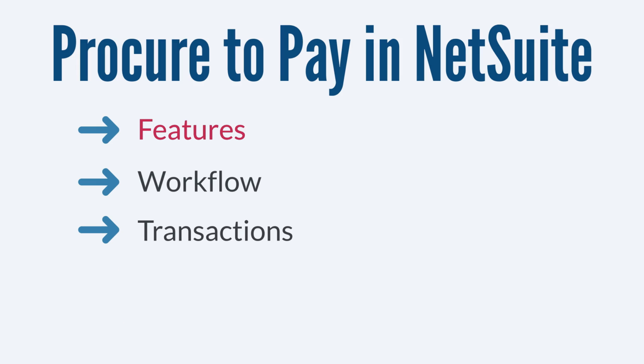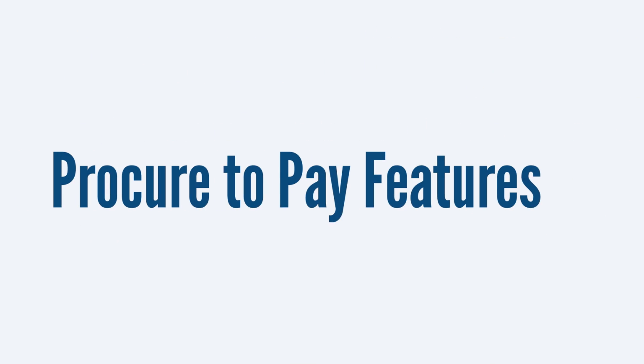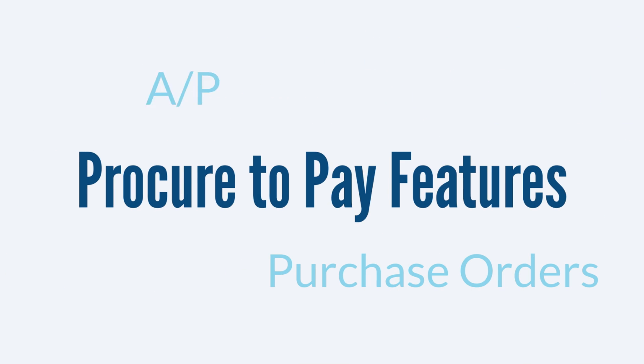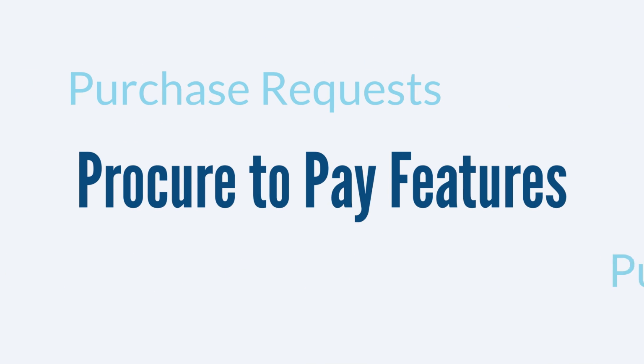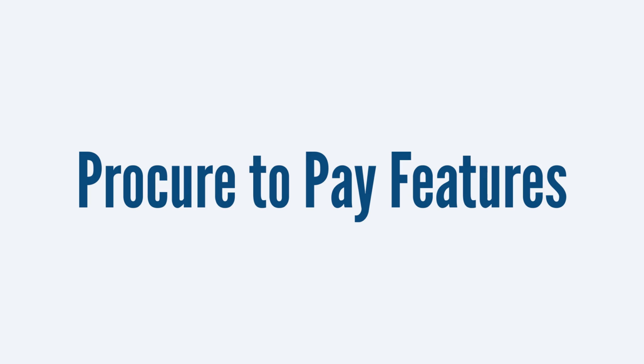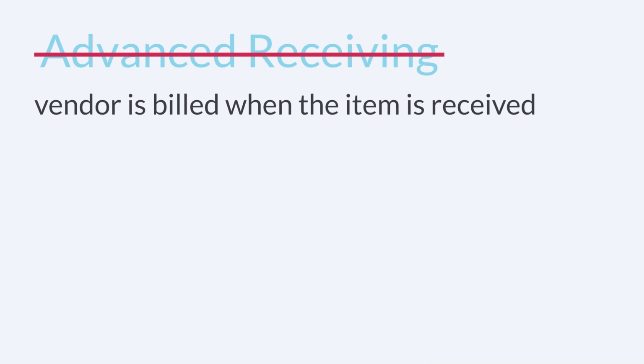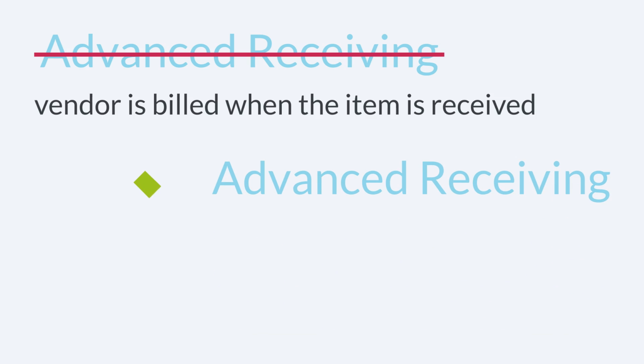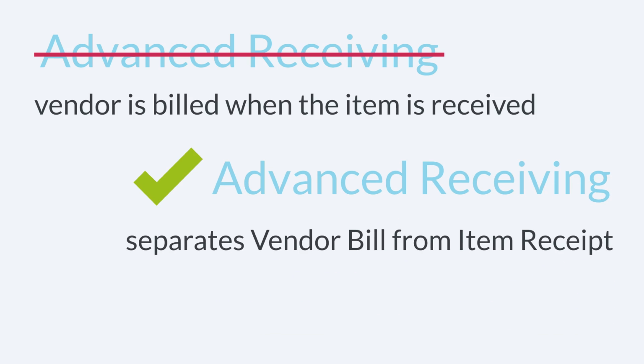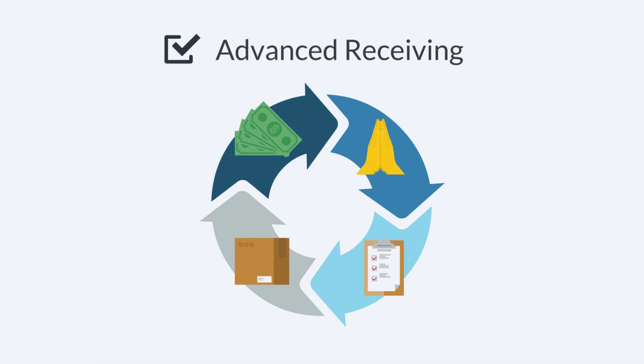First, there are some key features that you should enable for your account. Features like AP, purchase orders, and purchase requests are pretty obvious necessities. A less intuitive feature, however, is advanced receiving. Without advanced receiving, NetSuite will create a vendor bill record as soon as an item has been marked as received. With advanced receiving, however, NetSuite allows companies to receive the items in an order before they enter the bill for that order. The workflow we're going to look at assumes that advanced receiving has been enabled.